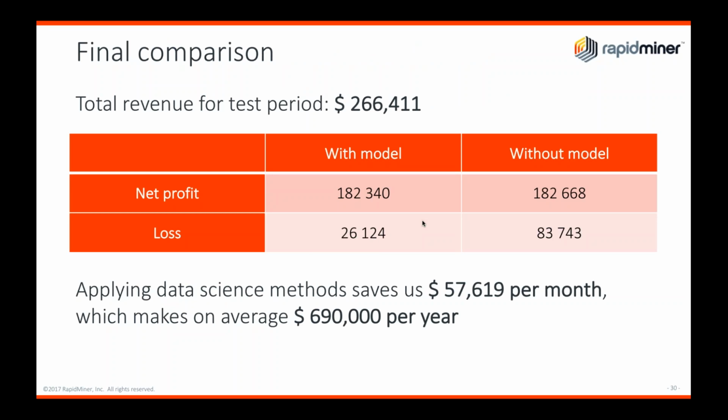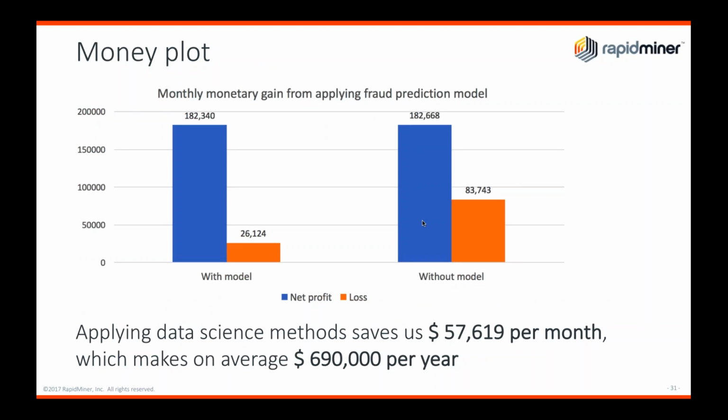So those are the final numbers we can put into a single table. Given a certain total revenue from the test period, which is 1 month, applying data science methods saved us around 58,000 per month, which makes on average around 690,000 per year. So did we sell the model this way? Well, I would say yes, and let us get back to the money plot we are going to present to stakeholders to prove the viability and the benefit from deploying the model we developed.